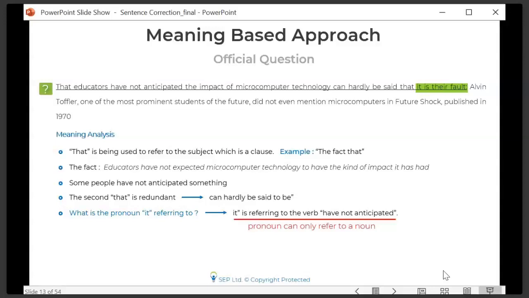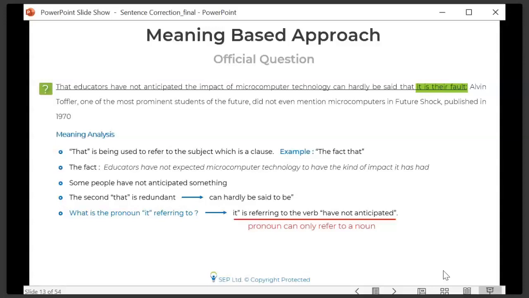Thereafter, the sentence that begins with Alvin Toffler. So we are talking about a personality. One of the most prominent students of the future did not even mention microcomputers in Future Shock. Now, what is the purpose of this sentence? The likely purpose is, it is not the fault of the educators that they were not able to anticipate the impact. The supporting statement is, look at Alvin Toffler. He was such a prominent student of the future, even he didn't mention microcomputers. So we can't really blame the educators for not having anticipated the impact, all right?